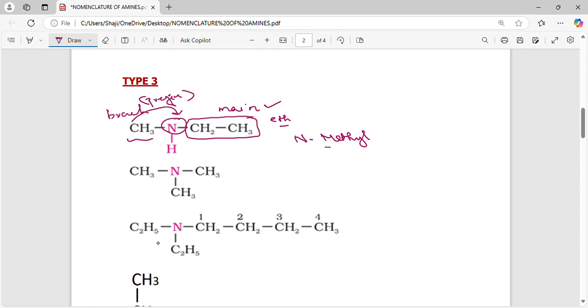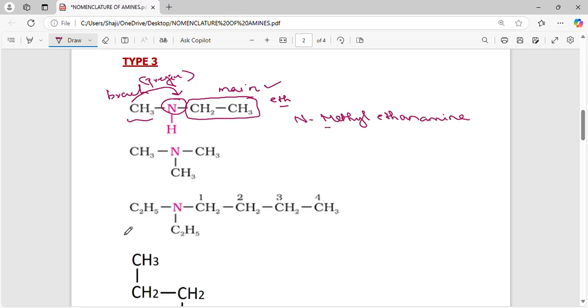The main chain has two carbons, so eth. And the rest is the same, ethanamine: AN because of the single bond and amine because of the functional group NH2. So N-methylethanamine. That is the IUPAC name.